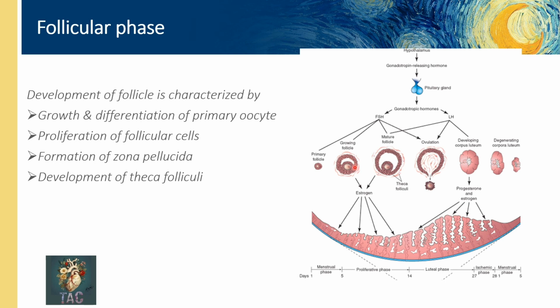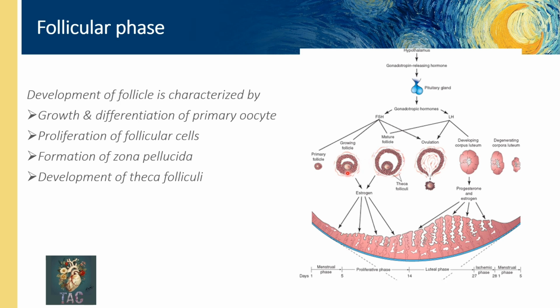There is a stratification of the cells forming the granulosa cells, surrounded by connective tissue. Around it becomes the theca, and this theca then organizes itself into two layers. The inner layer is the theca interna, which is more vascular and cellular, and the outer layer is the theca externa, which is a connective tissue layer.